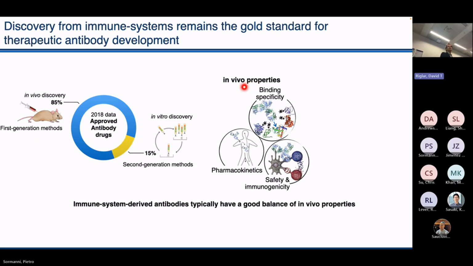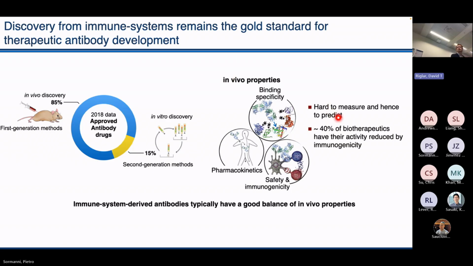In reality, immune system-derived antibodies have a much better balance of these critical properties like specificity, pharmacokinetics, and safety. And these properties obviously are incredibly hard to measure in any good throughput, and therefore are very hard to predict. And to come back to the question asked earlier, it is reported that up to 40% of the biotherapeutics on the market have their activity reduced by immunogenicity, which again doesn't mean they are toxic. It means that they are less active than they could be because they get cleared faster by our immune system. So this was a big problem because obviously if we cannot measure them, surely we cannot predict them.